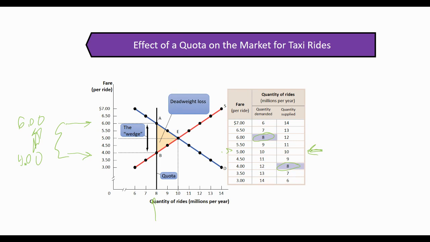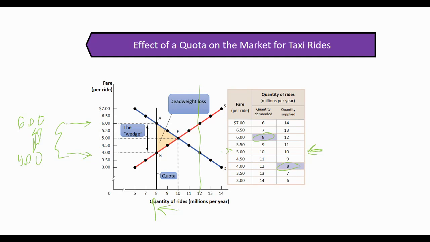It's almost like the government is implementing a tax to have the right to produce this ride. Essentially, the government is restricting because they want less congestion, so they're putting a quota. Now, if the quota was, let's say, at 12 million, then it would be ineffective because the market equilibrium is to the left of that.